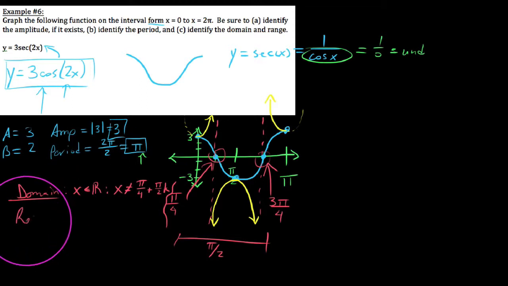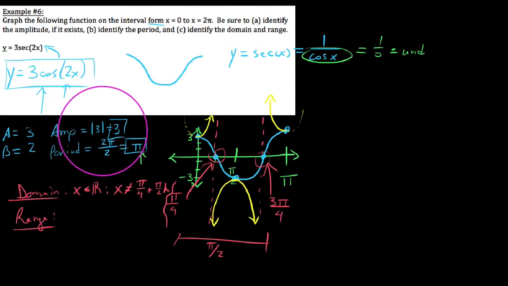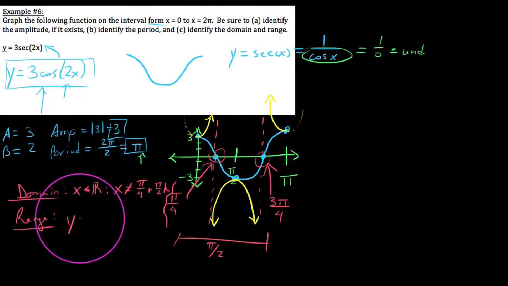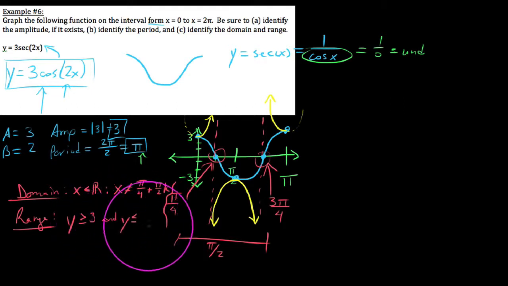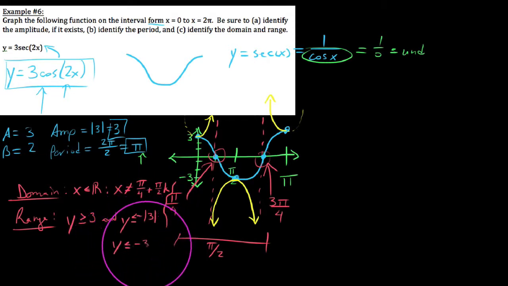Any number of pi halves on top of that is going to cause this to be undefined. And as far as the range goes, it was very important to note this up here, but we said the range is always y is greater than or equal to the absolute value of a, and y is less than or equal to the negative absolute value of a. So in this case, our a value is 3, so y is greater than or equal to the absolute value of 3, but also y is less than or equal to negative the absolute value of 3, which just means less than or equal to negative 3.